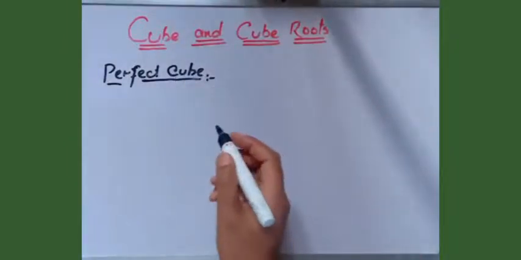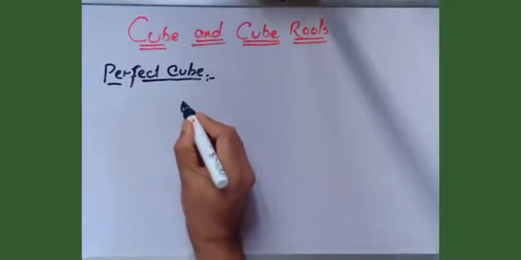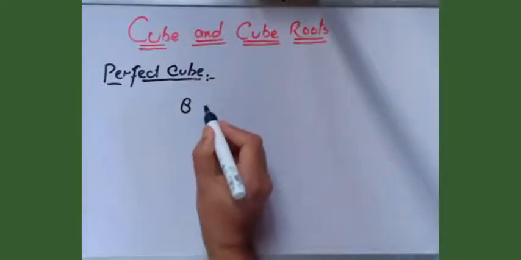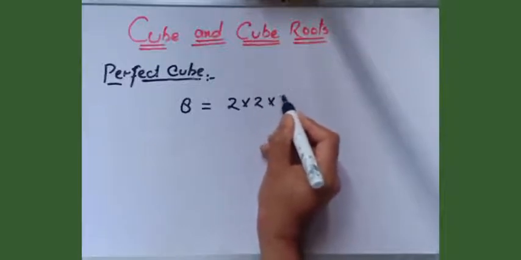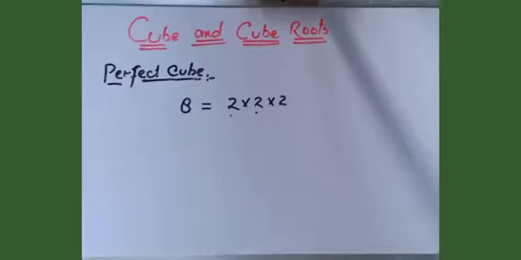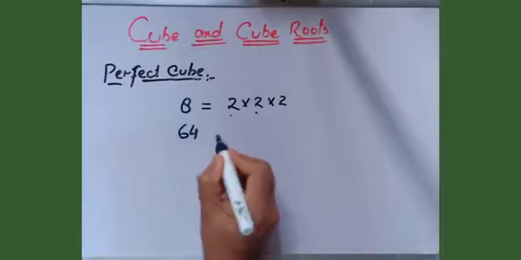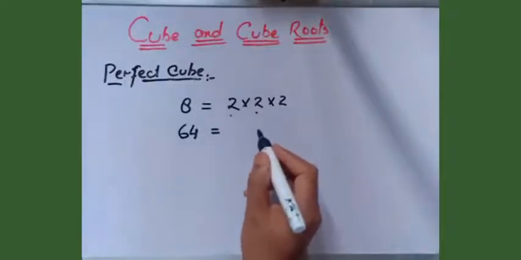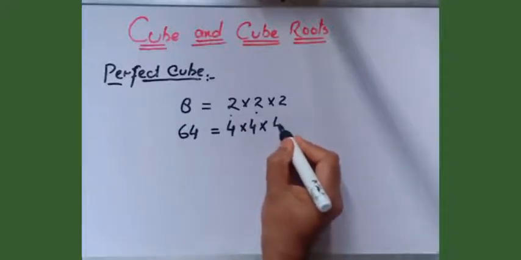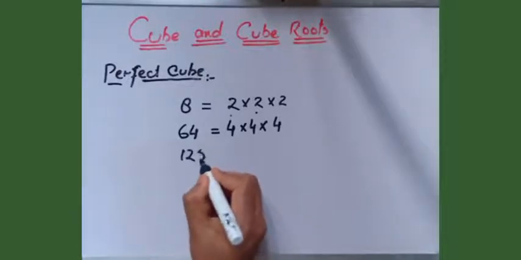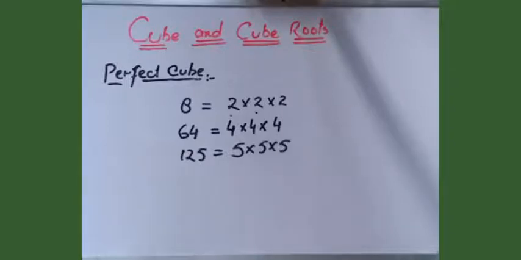So say for example, I will take a number 8. This 8 can be expressed in this form: 2 into 2 into 2. 2 2's 4, 4 2's 8. Similarly, 64 is another number. I can put it like this: 4 4's are 16, 4 16's are 64. Another example, 125. 5 5's are 25, 5 25's are 125.